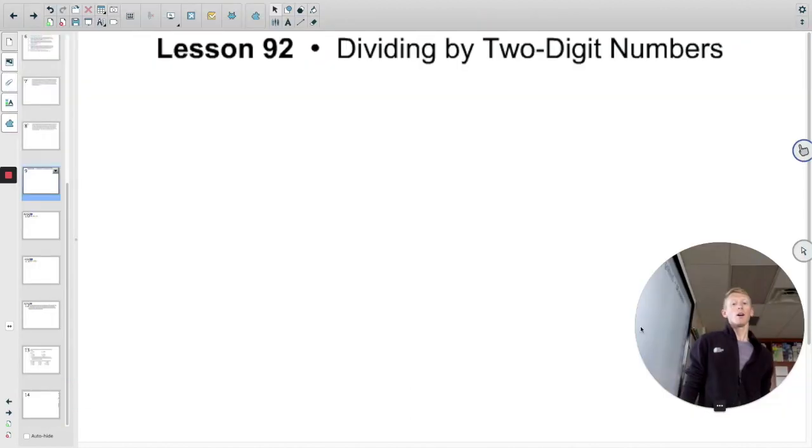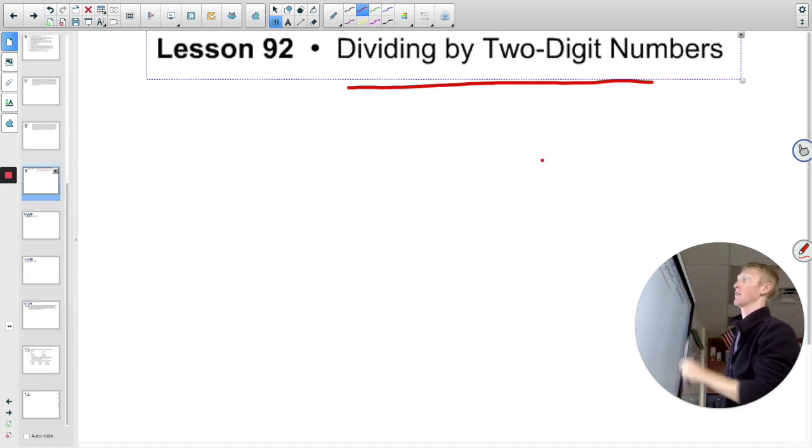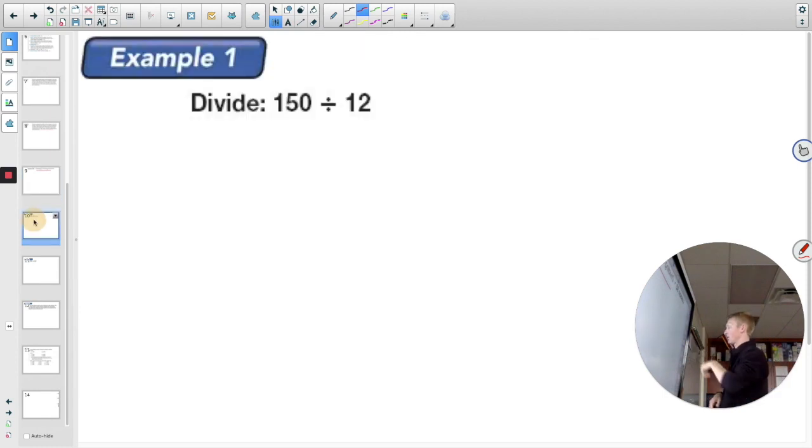Here we go. All right, lesson 92, we have dividing by two-digit numbers here. This is something you've had the opportunity to do in fourth grade, and we've done a little bit in fifth grade, but today's lesson solely focuses on this concept. So let's look at this first example here.